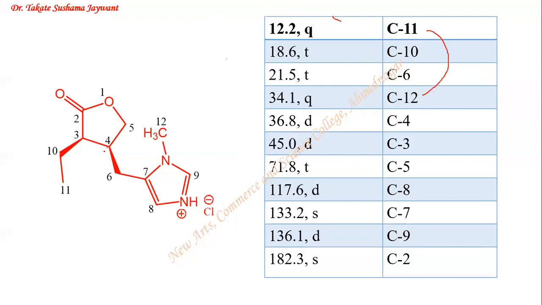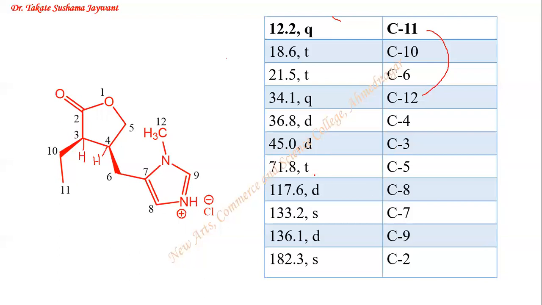Now if you look at this, C4 as well as C3, both of them have one hydrogen each, and we expect a doublet for both the carbon atoms. But careful observation shows that C3 is attached to a carbonyl group, while C4 is attached to a methylene on one side, and on the other side also it is attached to a methylene. So among 3 and 4, C3 must be more deshielded. So the C4 signal is at 36.8, while the 45 doublet corresponds to C3, as it is the more deshielded one.